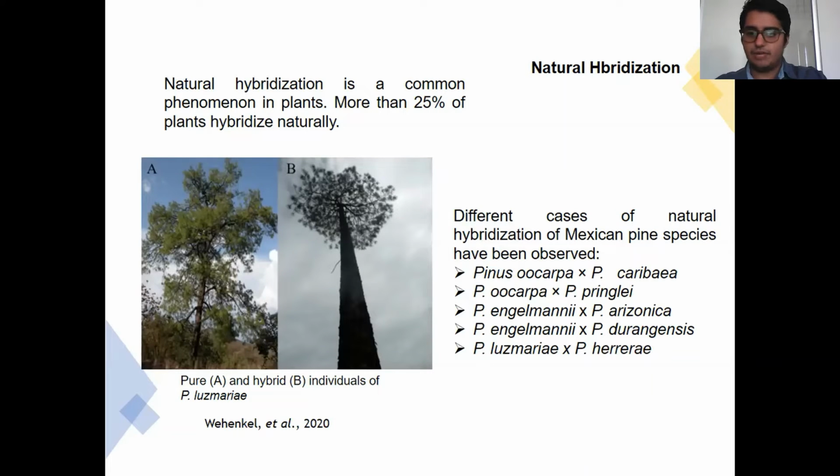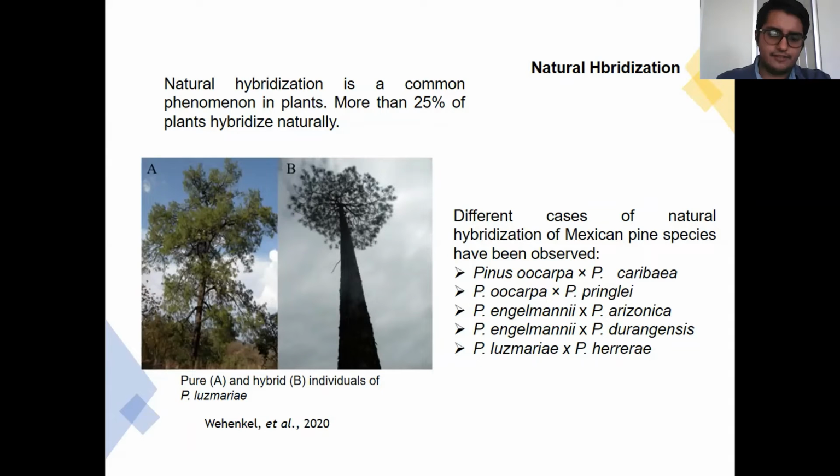In Mexico, we have different cases of hybridization between important pine species. Some of them are Pinus oocarpa with Pinus caribaea, Pinus oocarpa with Pinus pringlei, Pinus engelmannii with Pinus arizonica, and Pinus engelmannii with Pinus durangensis. These last two are some of the crosses that we are going to see in this presentation. And finally, we have Pinus luzmariae with Pinus herrerae, which we can see in the next picture.